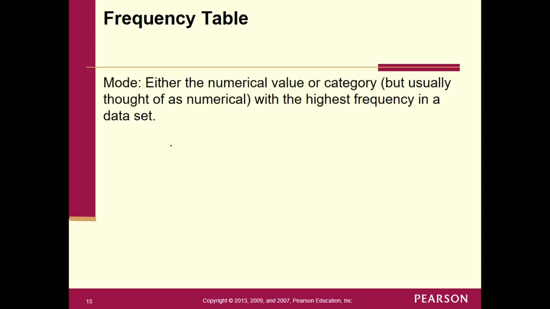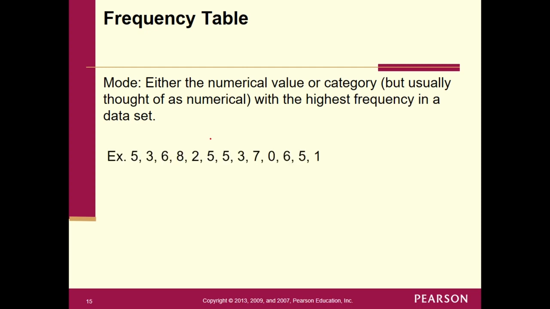Okay. Last thing that we're going to talk about here in this section is the mode. The mode is either the numerical value or the categorical, but honestly, this is usually thought of as numerical only. Technically, in a very technical sense, the mode could be categorical, but usually it's not thought of as categorical. It's usually just thought of as numerical. The mode is the highest frequency in a data set.